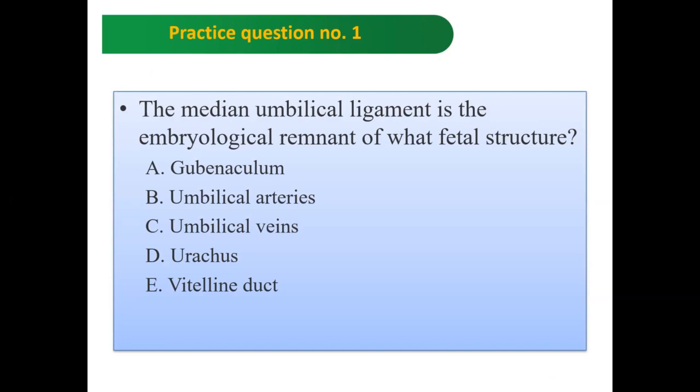The median umbilical ligament is the embryological remnant of what fetal structure? A is gubernaculum, B umbilical arteries, C umbilical vein, D urachus, E is vitelline duct. The median umbilical is urachus, D. Yes, excellent. The answer is D.